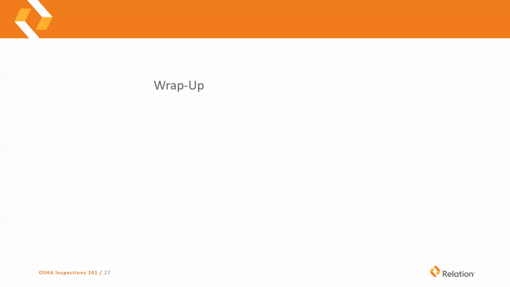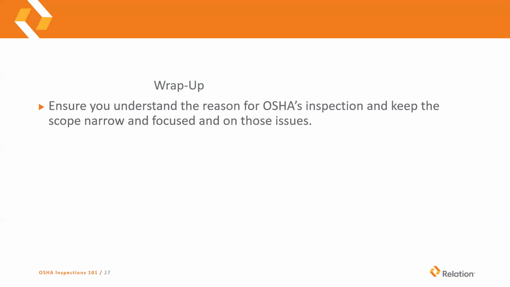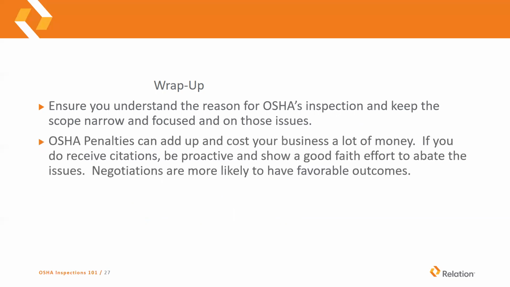And so to wrap it up, ensure you understand the reason for OSHA's inspection and keep the scope narrow and focused on those issues alone. OSHA penalties can add up and cost your business a lot of money. If you do receive citations, be proactive and show a good faith effort to abate those issues. Negotiations are more likely to have favorable outcomes if you are willing to work with OSHA and to show that you're willing to correct the things that they see as wrong. Document everything that happens during the investigation, during the closing conference, during the informal conference. Make sure that you're documenting everything.